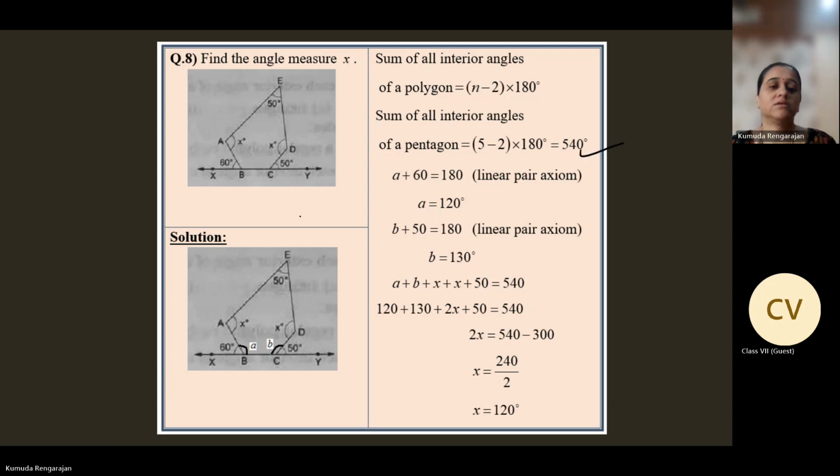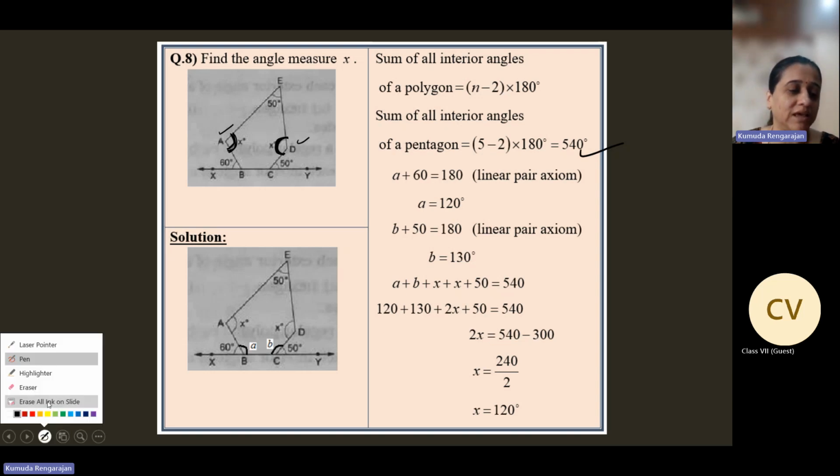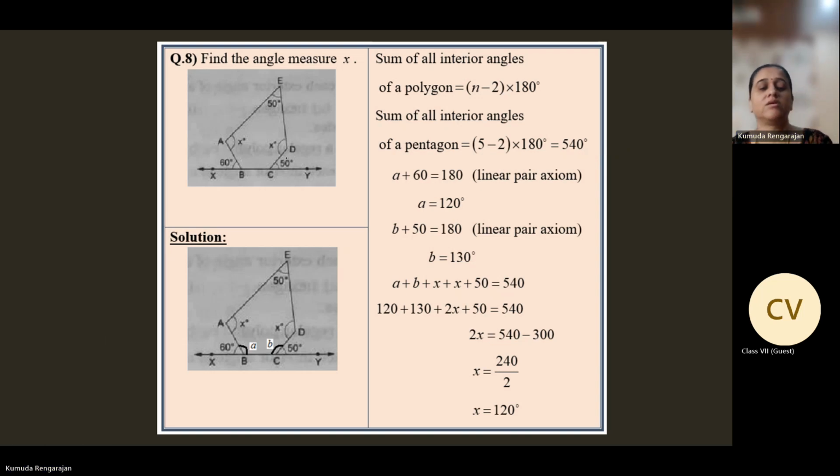Okay. So the question is to find the measure of x. You can see that in this pentagon, these two angles are equal. Angle A is equal to angle D. The measure of the interior angle A is the same as the measure of the interior angle D. Interior angles A and D have the same measure. That's why they are marked with the same letter X. So we need to find the value of X.